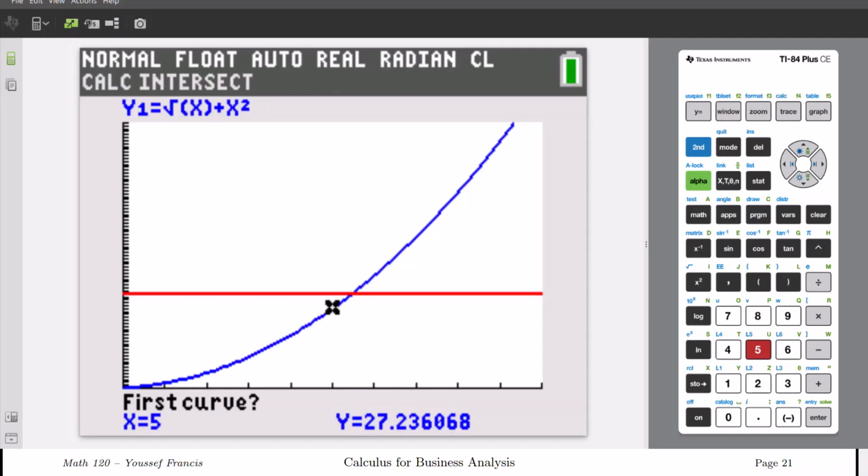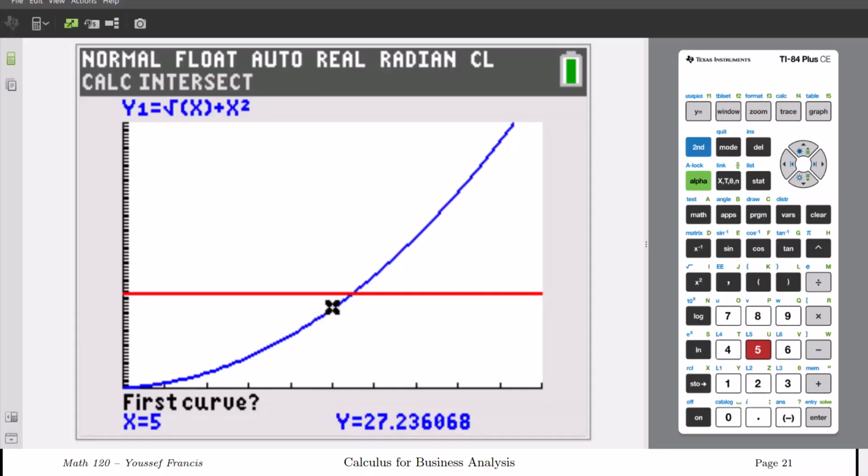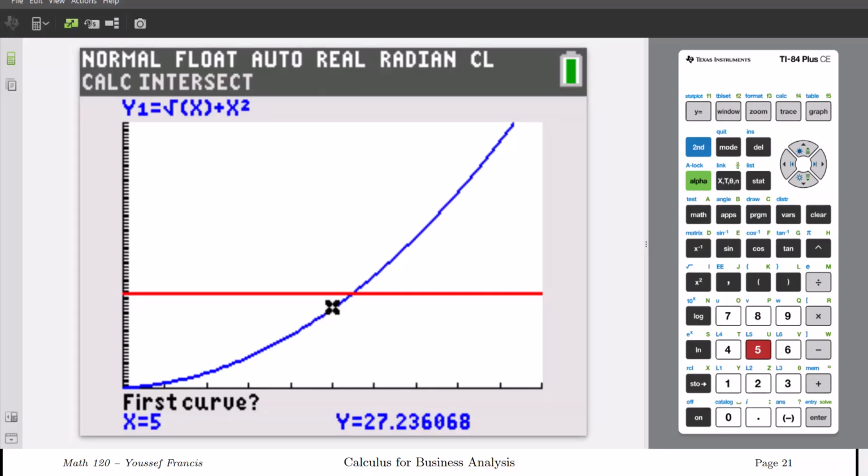So my calculator is asking for the first curve. You can pick either the red one or the blue one, it doesn't matter. It's selecting the blue one already, so I'm just going to click enter. And it's asking for the second curve. I only have two curves, so it automatically jumps to the second one and says, is this the second curve? I'm going to say yes, hit enter.